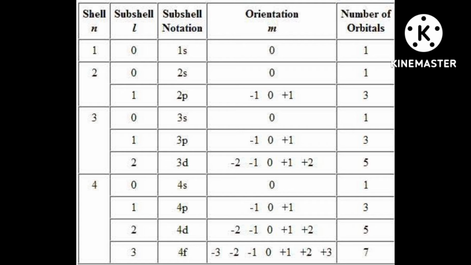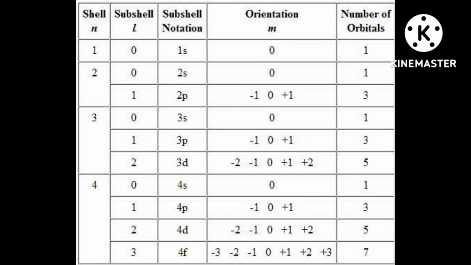Correct? 0, 1, 2, 3, 4 values are there. For 0, actually, keep in mind, it will be 1 less, because 0 you are using. In the place of 4, only 3. Then 0 means s, means 4s. You are writing 4 because n is equal to 4, because you are talking about the suborbit of the 4th orbit.